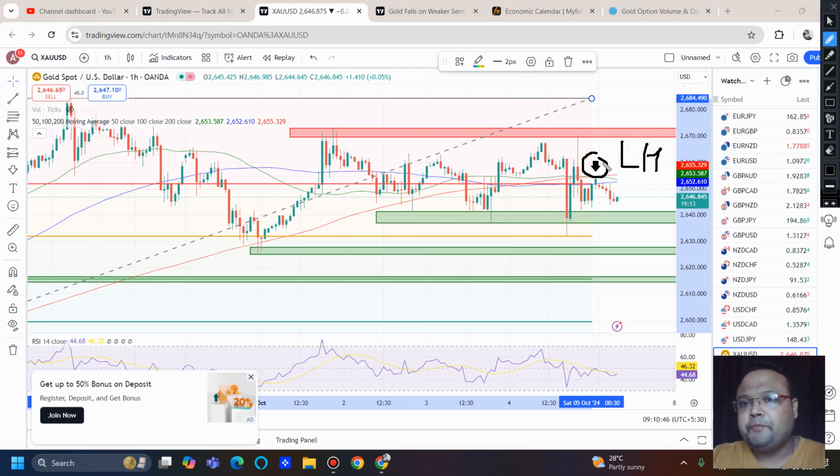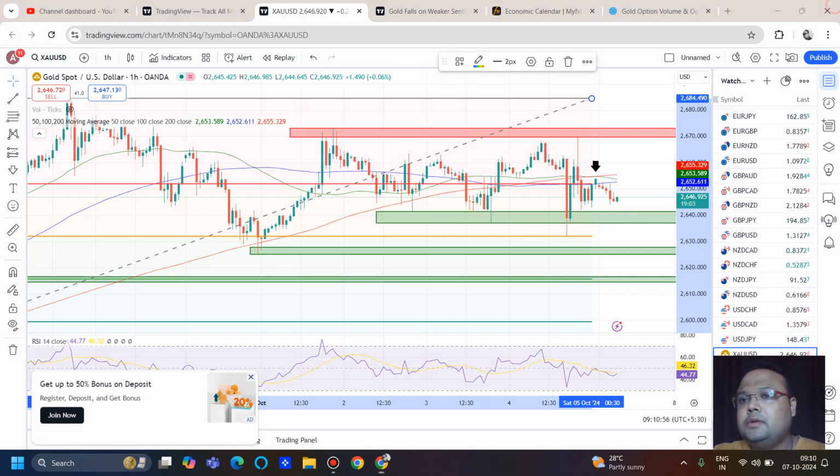You can see an arrow. So what the market has formed is a lower high. Formation of a lower high is indicating that there may be a drop in the market. Okay, so be careful. And this is a sideways, choppy market right now.